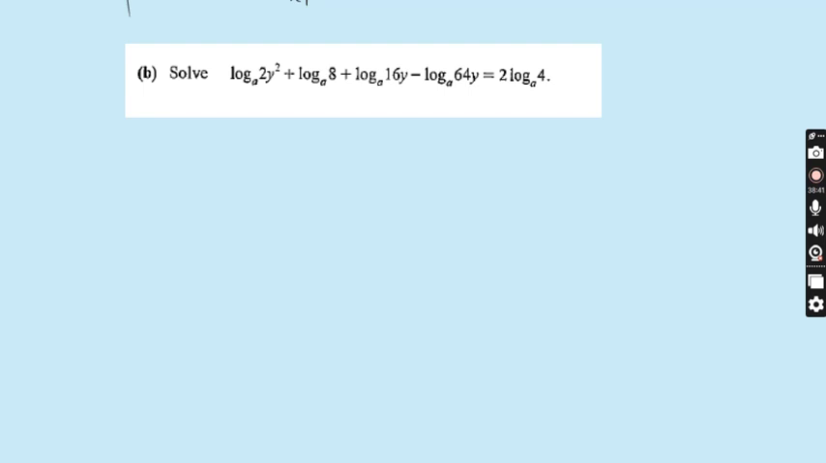Solve the equation. Very easy. Log base a of 2y squared plus log base a of 8 plus log base a of 16y minus log base a of 64y is equal to 2 log base a of 4. Very easy. Apply the rule of multiplication on all these three logarithms.